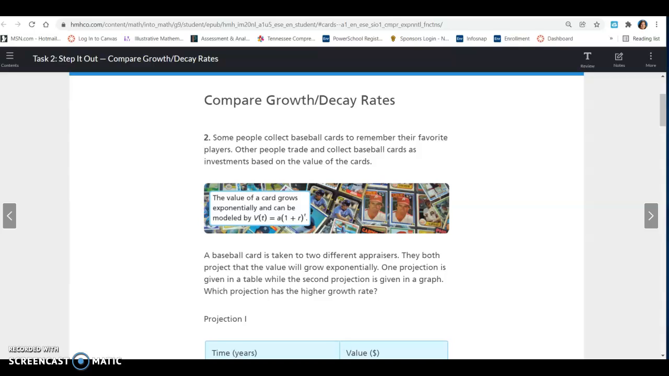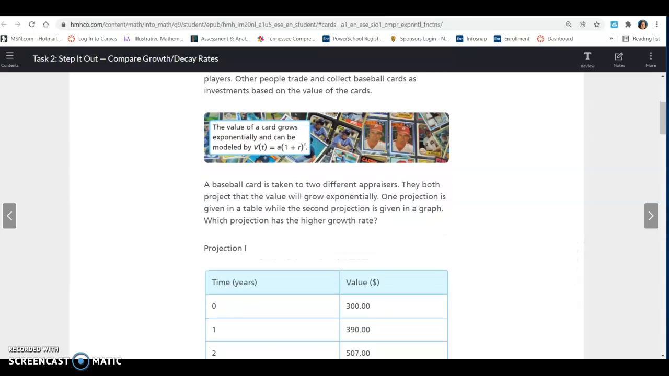Lesson 12.2, task 2. Compare growth and decay rates. Some people collect baseball cards to remember their favorite players. Other people trade and collect baseball cards as investments based on the value of the cards. All right, so the value of a card grows exponentially and can be modeled by V of t equals A times 1 plus r to the t power. So remember, this is our exponential function.